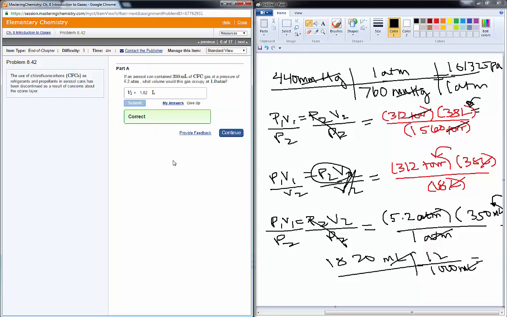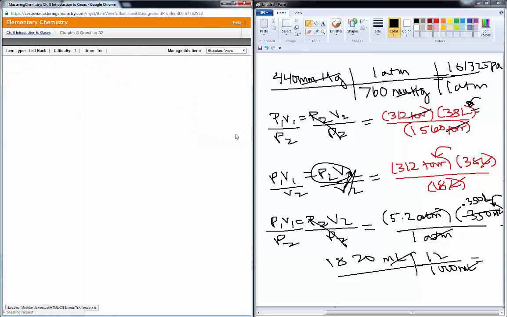Alternatively, you could have converted milliliters to liters at the beginning, and said instead of 350 milliliters, oh, I know they want liters, so I'll just convert that to 0.350 liters. And then when you solved for that one, you would have had it in liters. Either way is perfectly appropriate.